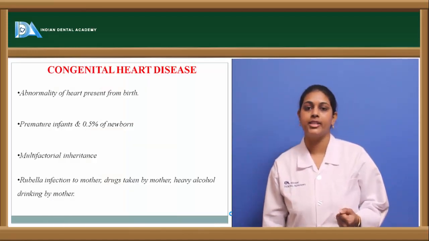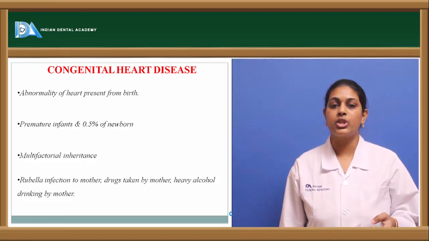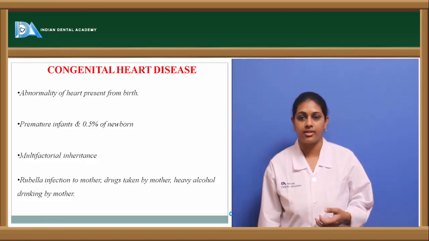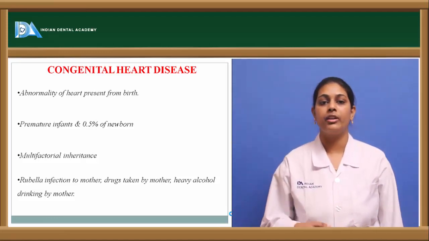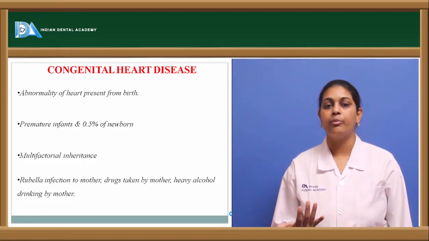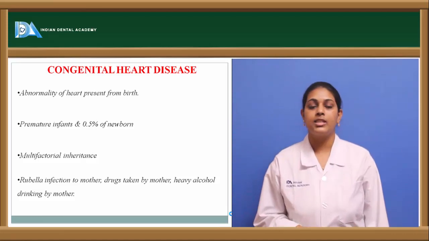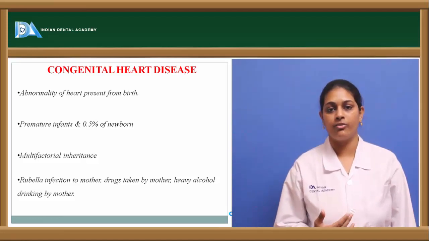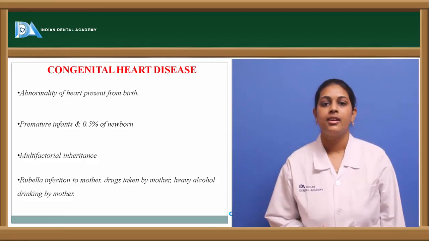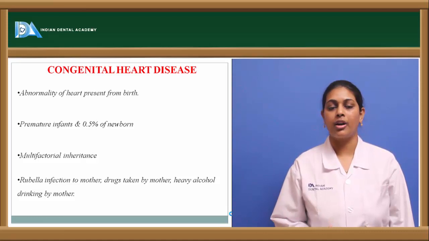Coming to congenital heart disease, congenital itself means by birth. That is, any abnormality of the heart which is present from birth is known as congenital heart disease. It is most commonly seen, highly prevalent, in premature infants, that is, babies who are born abnormally. They could be physically handicapped or mentally handicapped babies. Amongst premature infants we find congenital heart disease most prevalent, and after premature infants it is only up to 0.5% which occurs in newborn babies.